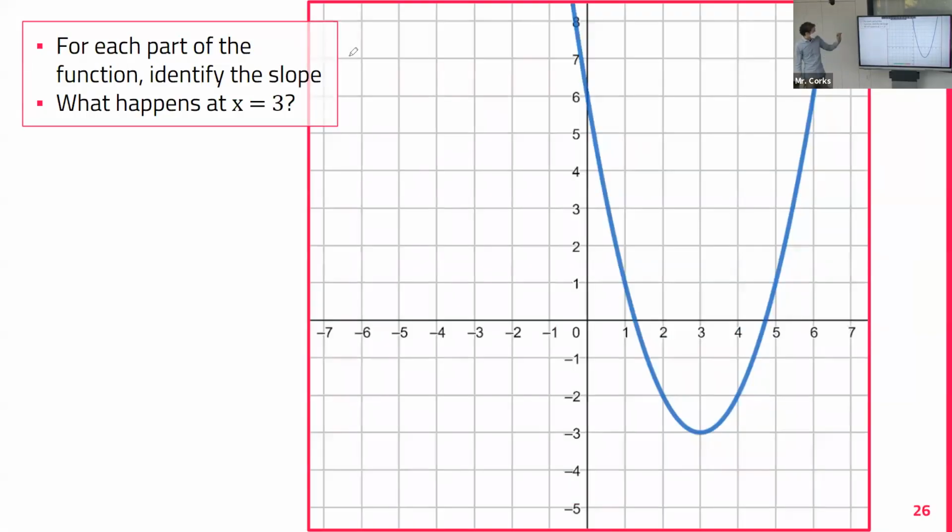Okay, so let's talk about slopes here and what's happening. Again, this visual identification of slopes. So where on this graph, tell me a spot where you see a negative slope. Negative slopes.